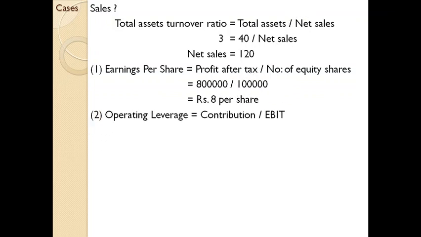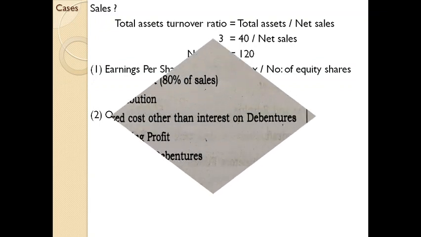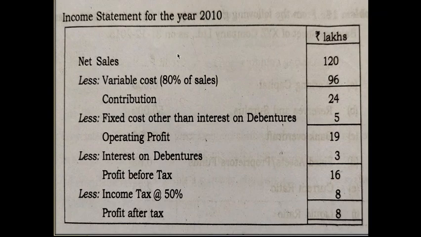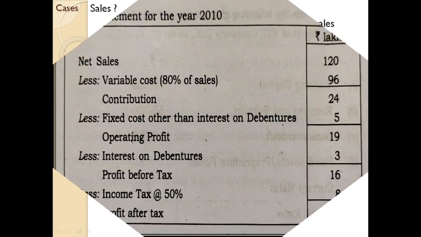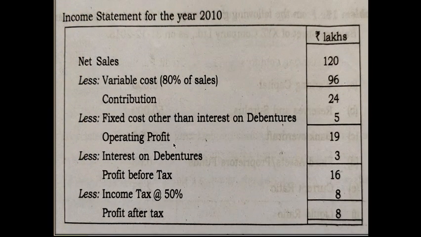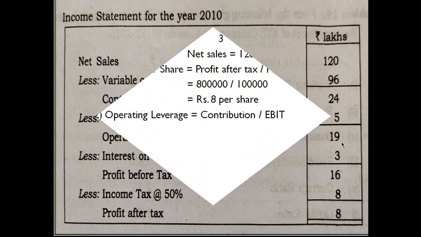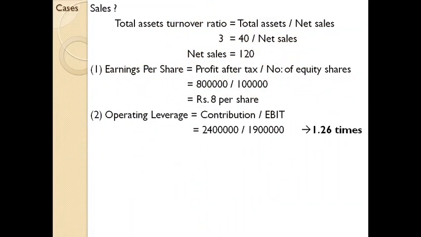Next one, operating leverage. The equation: contribution divided by earnings before interest and tax. Here contribution is 24, means 24 lakhs, and earnings before interest and tax, or operating profit, is 19 lakhs. So 24 lakhs divided by 19 lakhs, you will get 1.26 times.